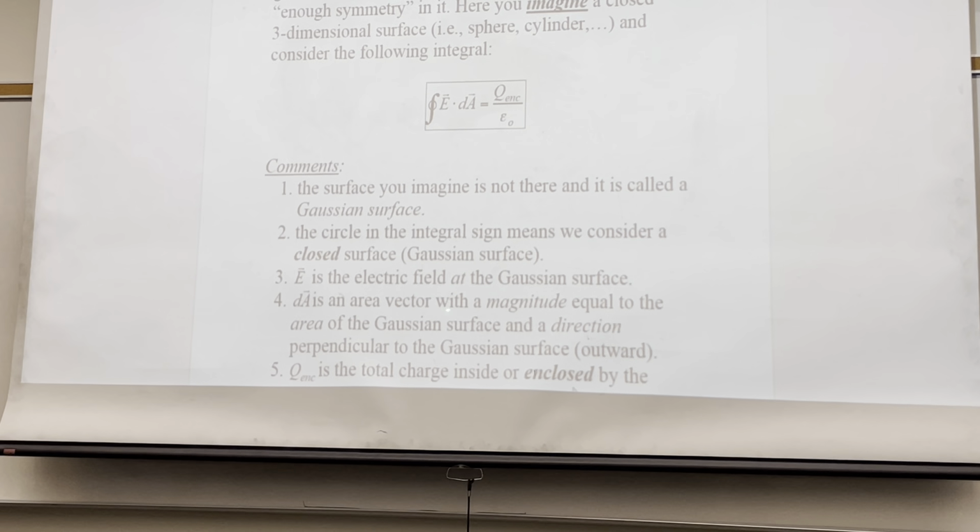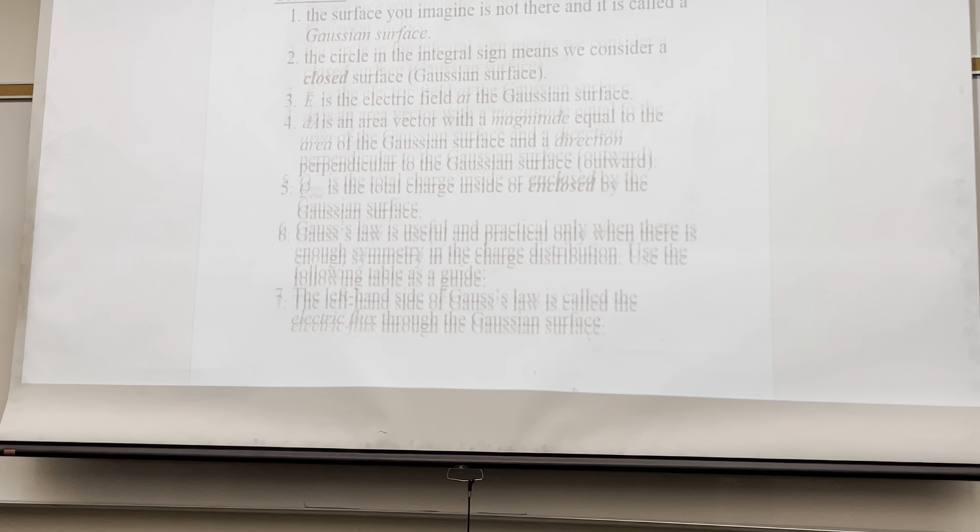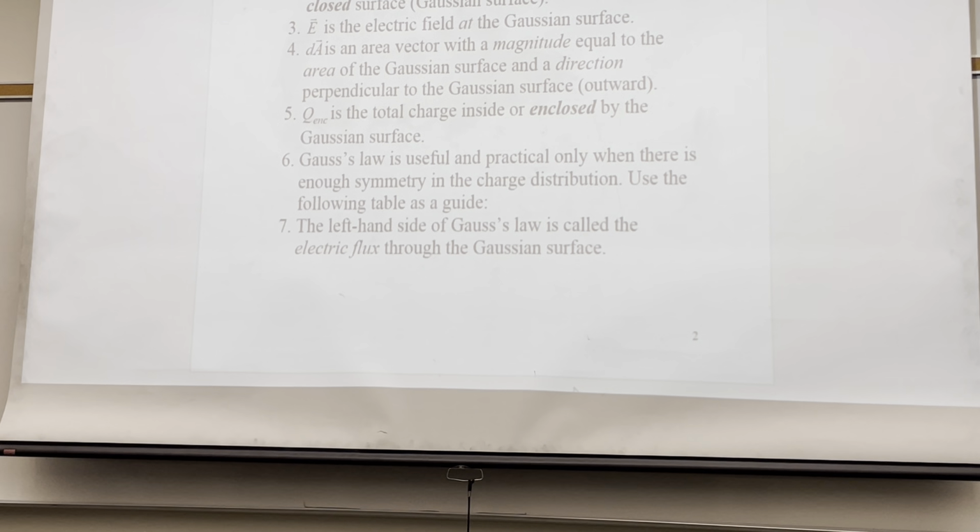A is an area vector with magnitude equal to the area of the Gaussian surface, and the direction is perpendicular to the Gaussian surface. Well, is it perpendicular going outwards or inward? Outward. And what's Q enclosed? It's the total charge inside the Gaussian surface that you imagine. And Gauss's law is only practical in some cases with enough symmetry.